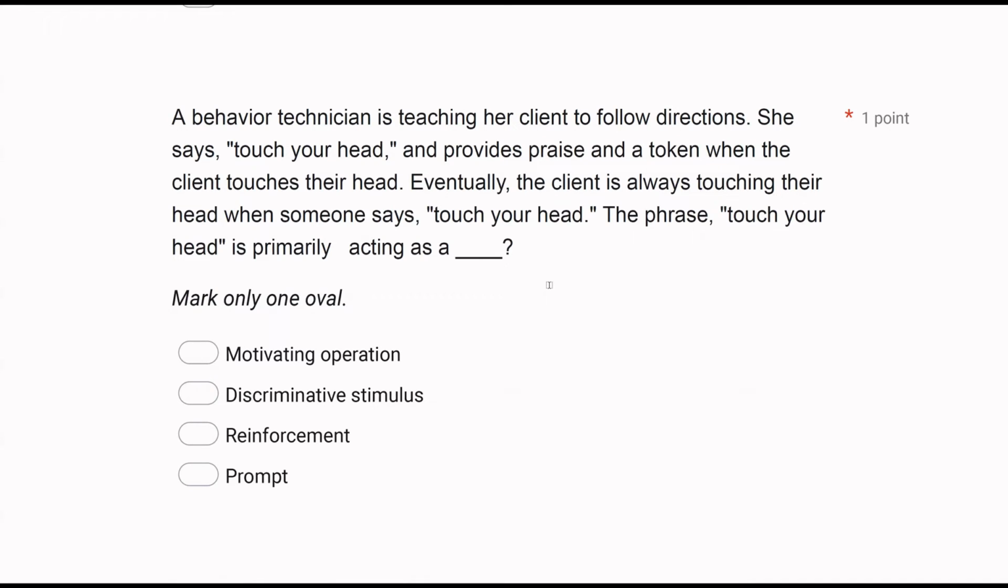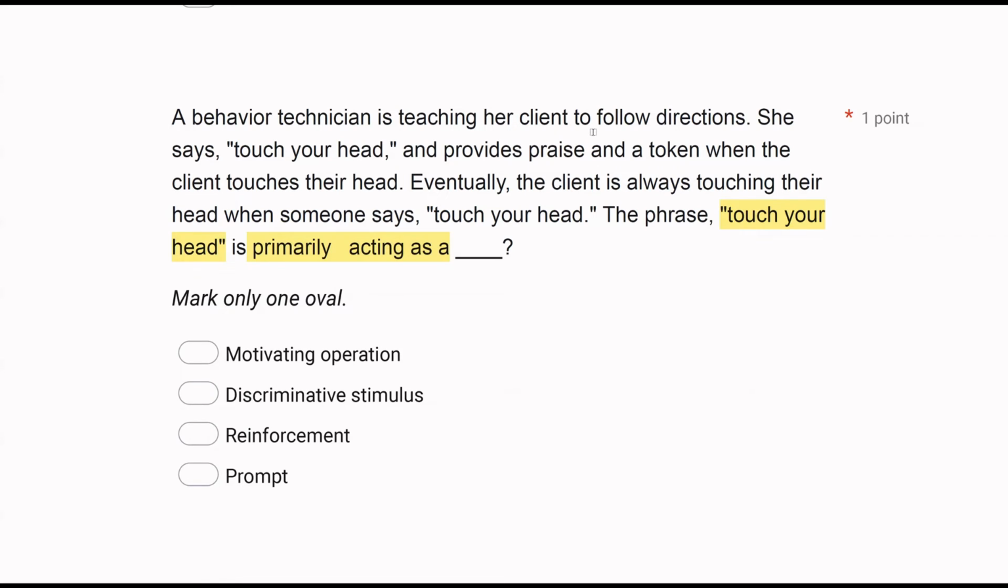So what are you looking at in this question? Always ask yourself, what am I focused on? What am I looking at? What is the question giving me? Notice we don't jump to answer choices. We attack the question. The phrase is touch your head. That's what we're concerned with. And we want to know, what is it acting as? What is it primarily acting as?